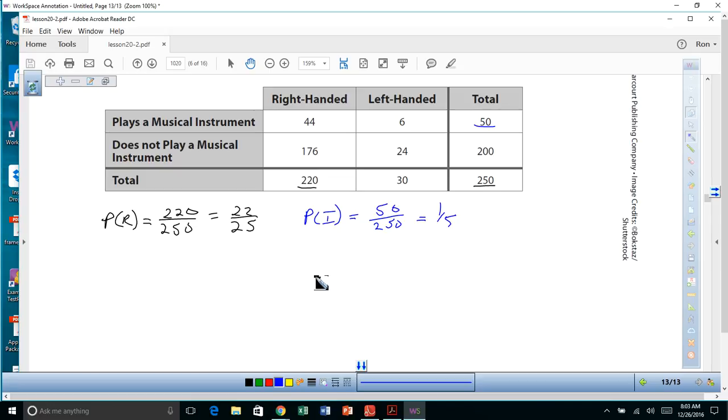All right. Now let's see here. The probability of R times the probability of I. That's going to be 22 over 25 times 1 over 5, and that equals 22 over 125. All right.